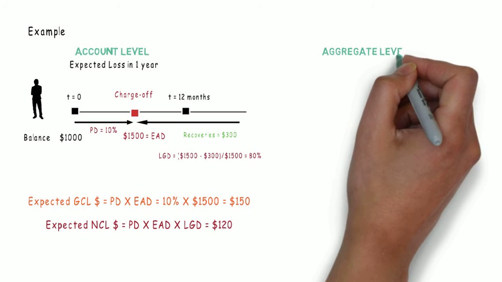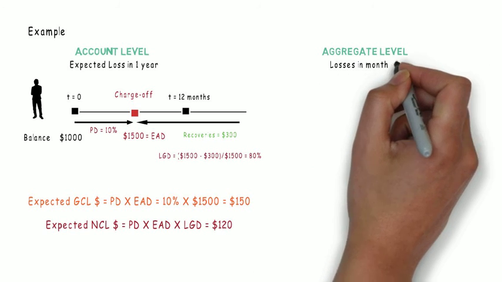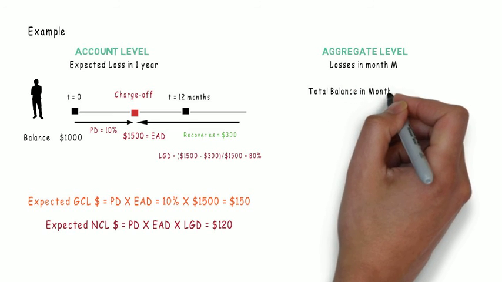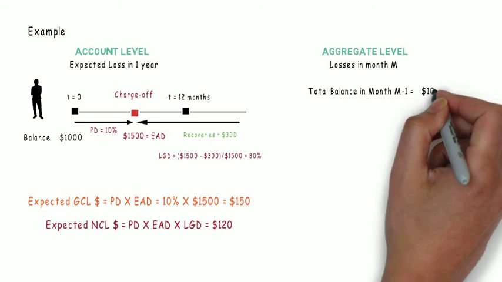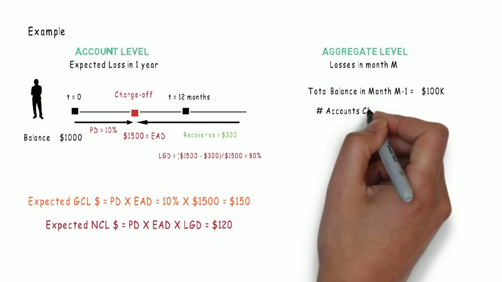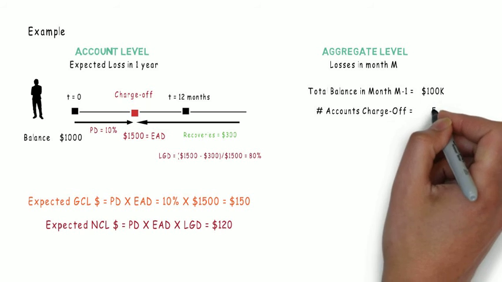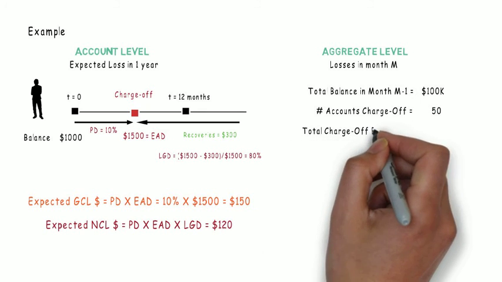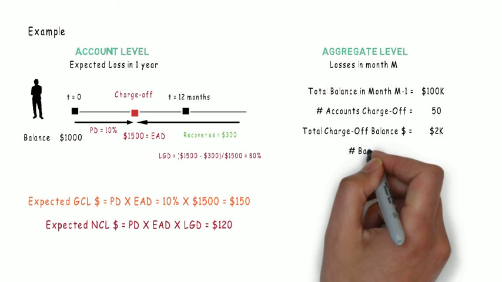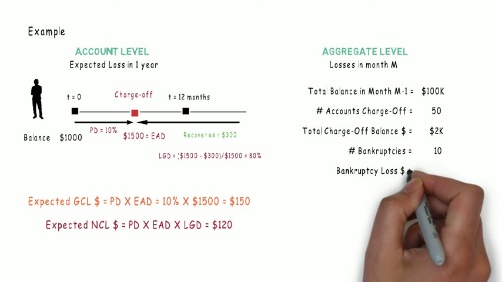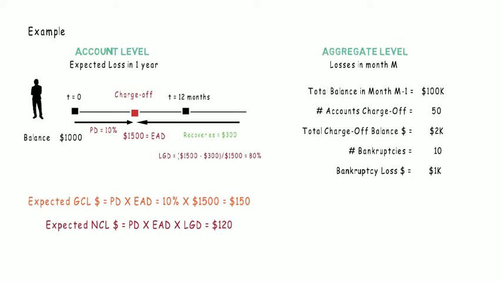Now let's aggregate it and calculate losses in a particular month M. Say the total balance of all accounts in month M-1 is equal to $100,000. In month M, the number of accounts charged off is equal to 50 and the charge-off balance is equal to $2,000. Number of bankruptcies is equal to 10, and the bankruptcy loss to the bank is $1,000.